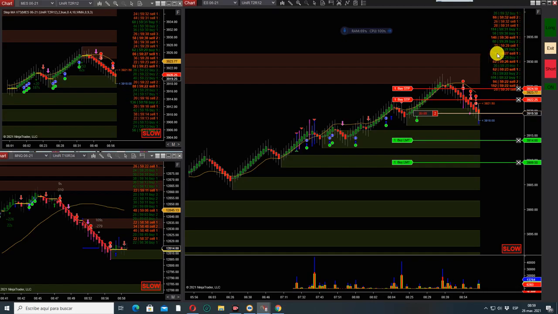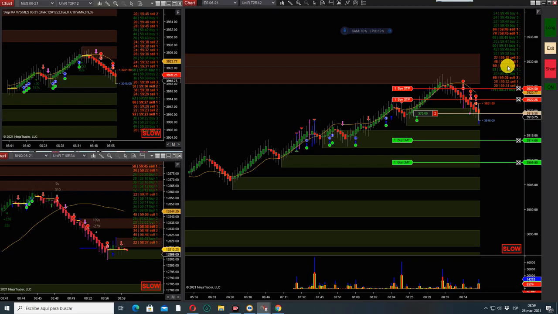Okay, the tape is starting to move. Traders are starting to be active. Still more buyers down here in this area. Sellers need to have conviction to go down, and the Nasdaq needs to break this support area.